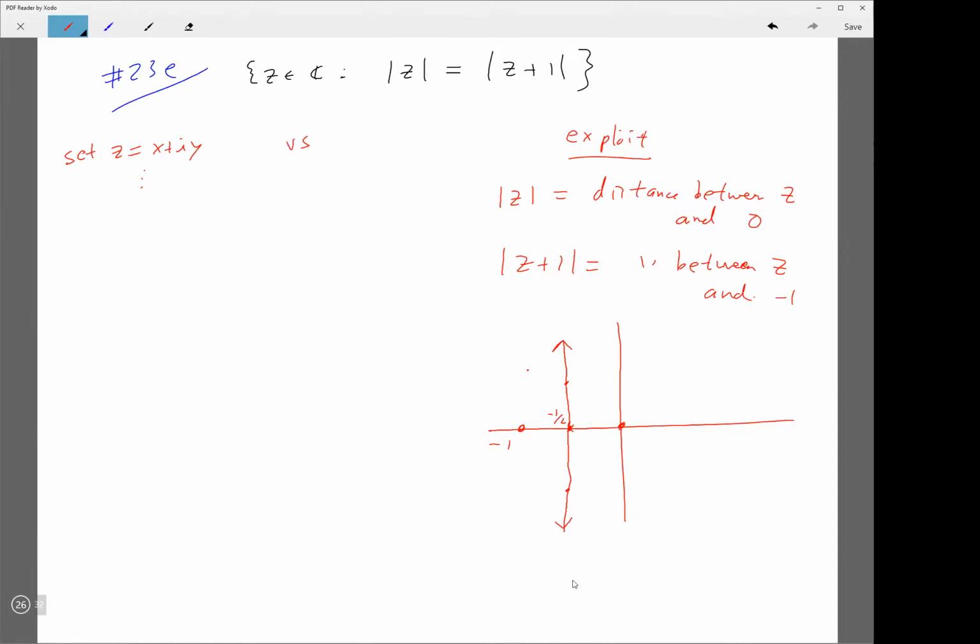Are we supposed to just sketch it? Yeah, we're supposed to just sketch it. So that's the sketch right there, and it's x equals -1/2. An equation would be the real part of z equals -1/2. That would be an equation for the line.